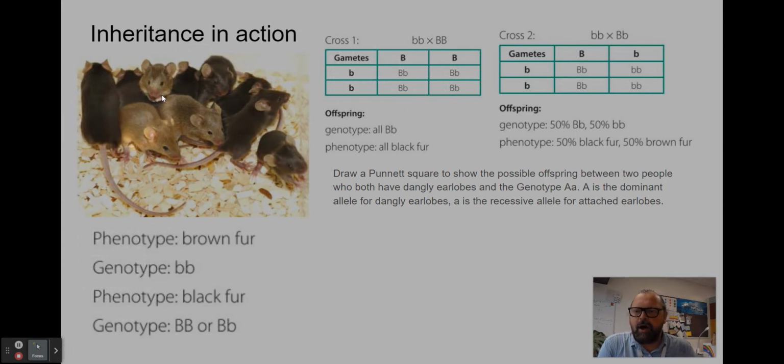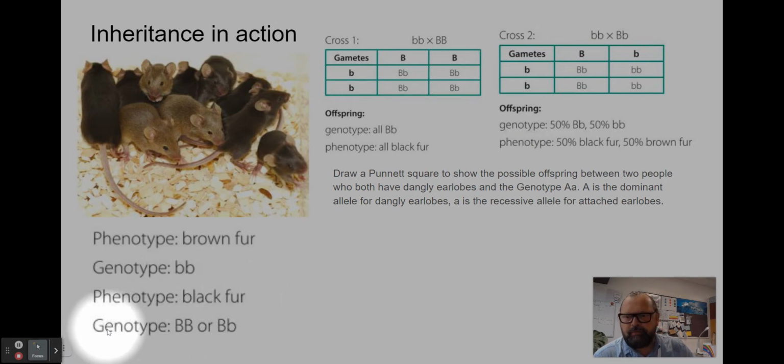So if we think of these mice, we have some mice that are brown, their phenotype is brown fur, and the genotype, the genetic code for that, is little b, little b. We can say that the brown mice are homozygous recessive because it's a lowercase letter b. The black mice, their phenotype is black fur.